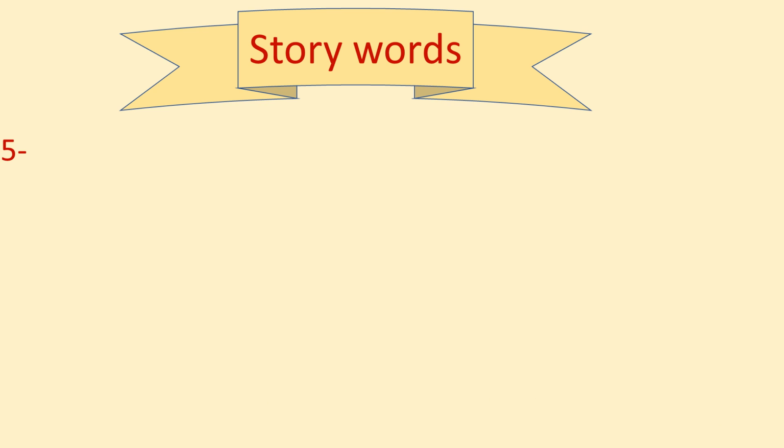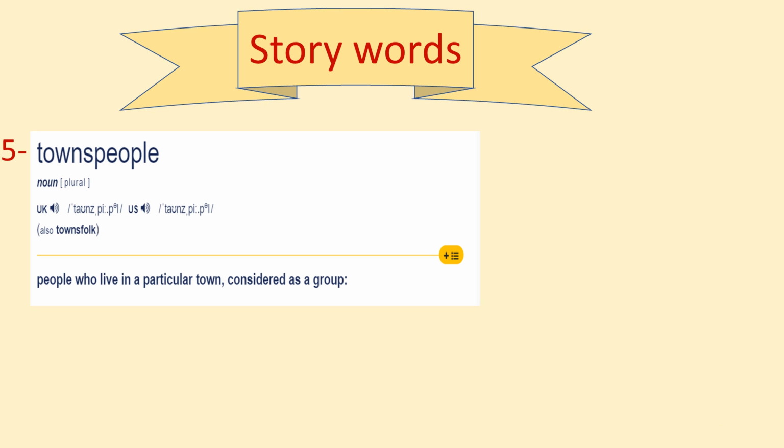Let's go to the 5th word for today, which is compound word. The compound word townspeople. Townspeople here included 2 words, towns and people. If we put 2 words, towns and people, together, join them together, they will give us a new compound word. It's called townspeople.